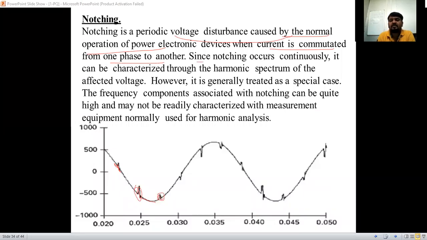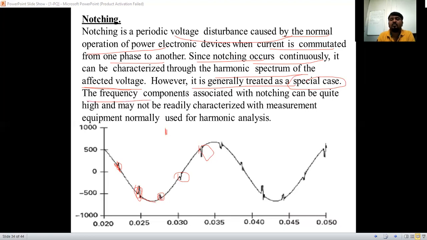Since notching occurs continuously, it can be characterized through the harmonic spectrum of the affected voltage here now. We are going to characterize this by using a harmonic spectrum of the affected voltage. However, it is generally treated as a special case, because only some part of the positive half cycle and some part of the negative half cycle is affected. Somewhere it is not continuous. Suddenly it changes and then comes back to the normal position.